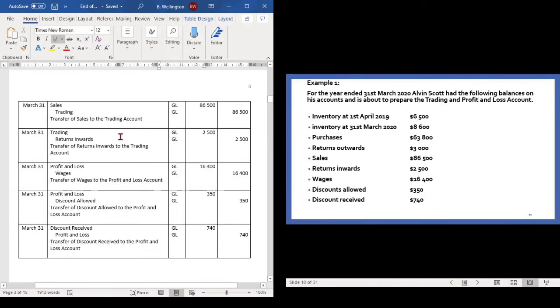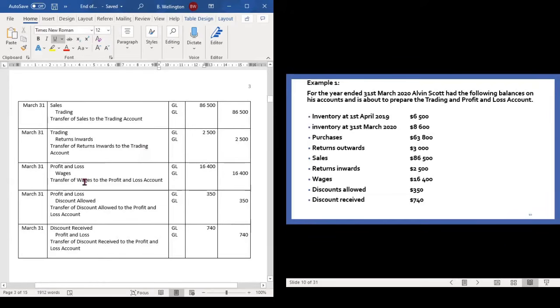would have had a debit balance on it. So to transfer that amount out of the returns inwards account, you will have to make a credit entry in the returns inwards account. So your journal entry will say debit the trading account with $2,500 and credit the returns inwards account with the $2,500. The narration will say transfer of returns inwards to the trading account.